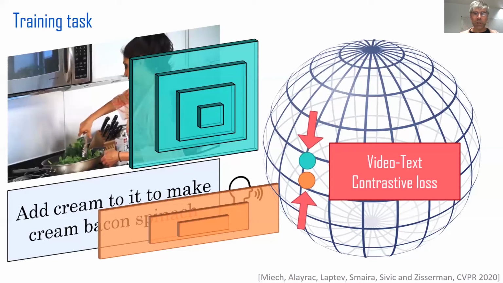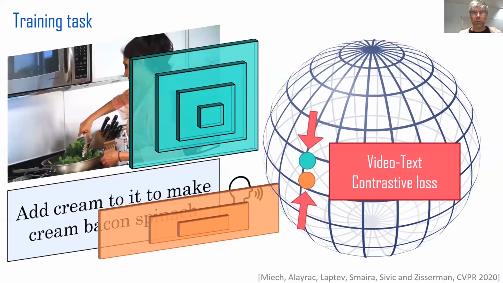While our dataset is collected completely automatically, it is about 1,000 times larger than the manually annotated ones. So let's see what we can do with it. I'll describe how to learn on it. The goal of this work is to learn a visual representation for videos.